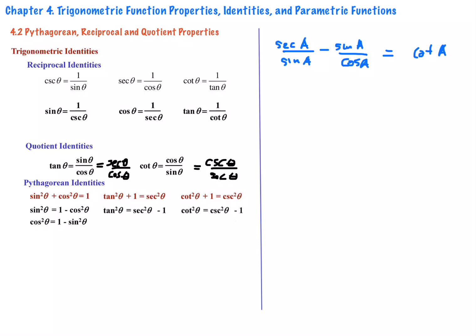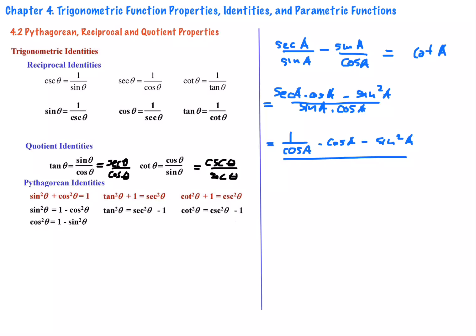So based on what we know, secant A will be equal to 1 over cos A, but what we're going to do is to make the denominator equal, so I can write it as this, sin A times cos A, and over here on the numerator I can have secant A times cos A, minus sin A times sin A, so I'll have sin square A. Okay, and then secant A is 1 over cos A times cos A minus sin square A over sin A times cos A.